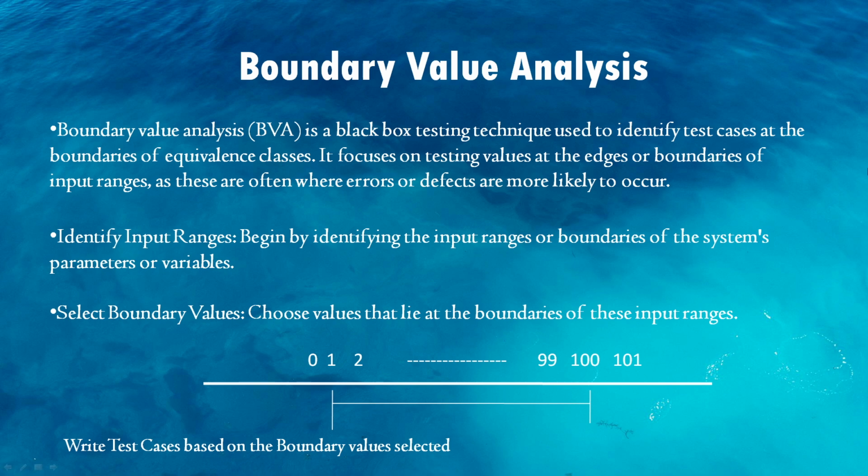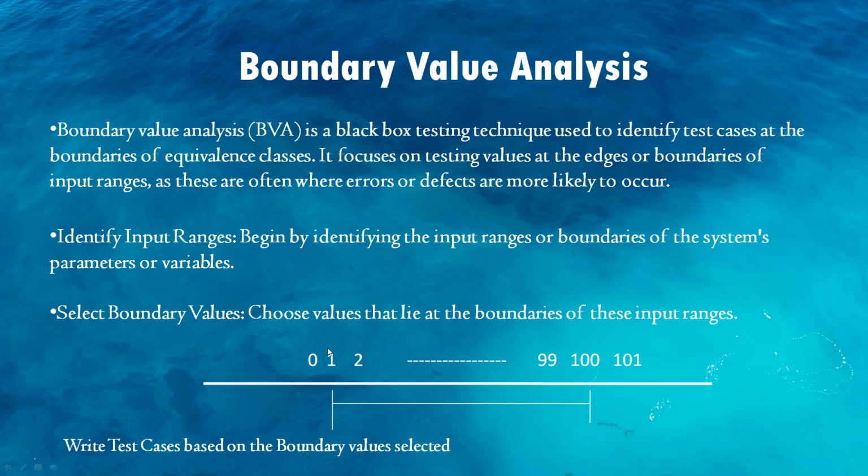As I said earlier, we have a theory that states that often the errors or defects lie in the boundaries, as these are the places where errors and defects are more likely to occur. That's why we concentrate on the edges or boundaries of the input ranges. They say input ranges because these are all the values we give to the system as input, and we select the boundary values.